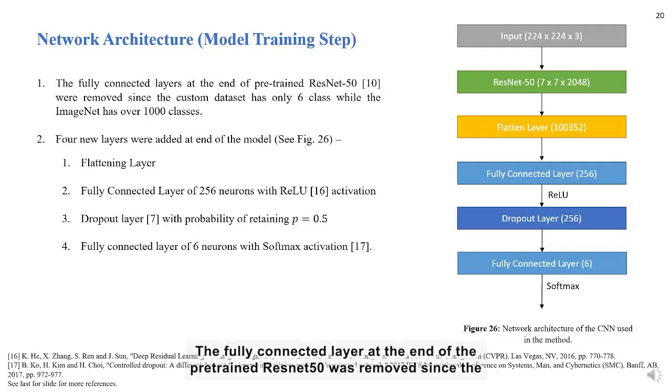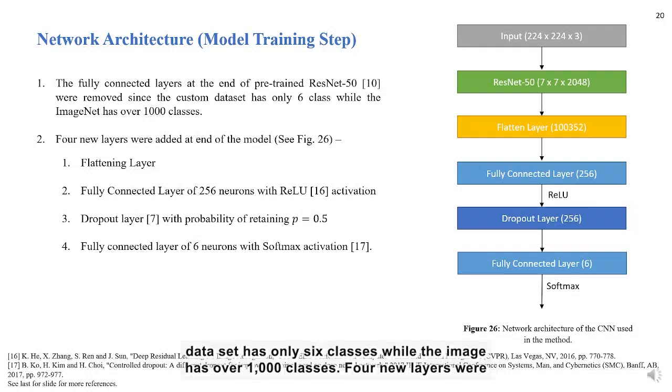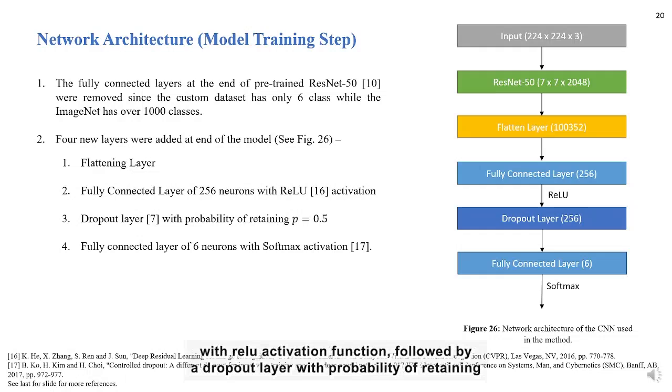The fully connected layers at the end of the pre-trained ResNet 50 were removed since the dataset has only 6 classes while the ImageNet has over 1000 classes. 4 new layers were added at the end of the model: a flattening layer, a fully connected layer of 256 neurons with ReLU activation function, followed by a dropout layer with probability of retaining set to 0.5, followed by a fully connected layer of 6 neurons with softmax activation function. Figure 11 shows the newly added layers in detail.